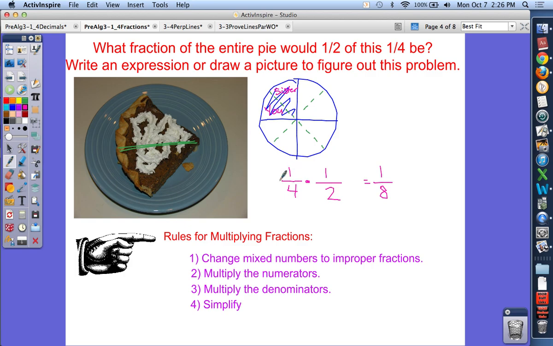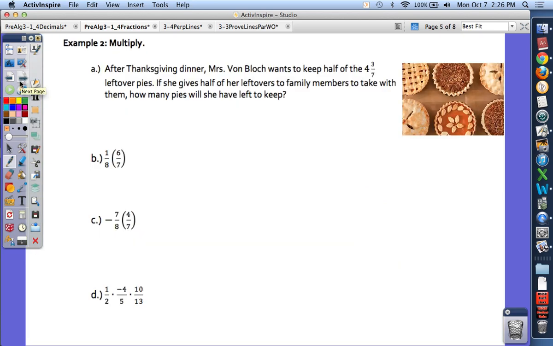First of all, you always want to change the mixed numbers to improper fractions first. And then you're multiplying straight across. You multiply the numerator times the numerator. 1 times 1 is 1. And then you multiply the denominator times the denominator. 4 times 2 is 8. It's as easy as that, but always make sure you simplify at the end. So multiplying fractions, just multiply straight across. So there are 4 examples to try this.